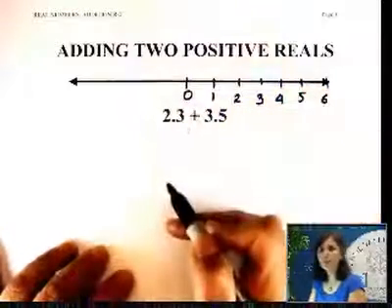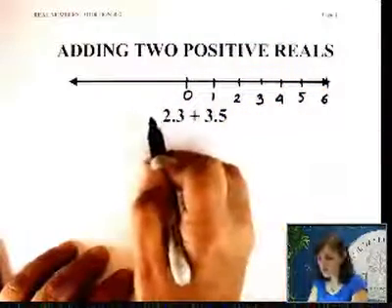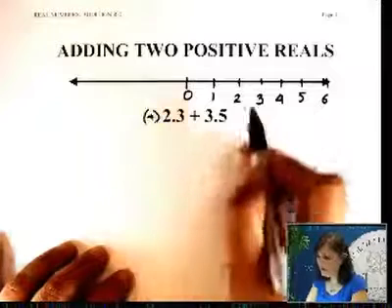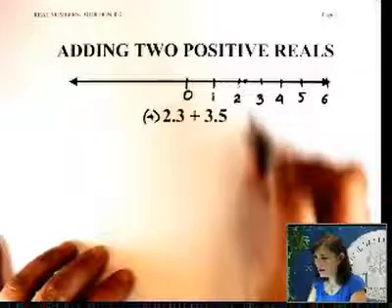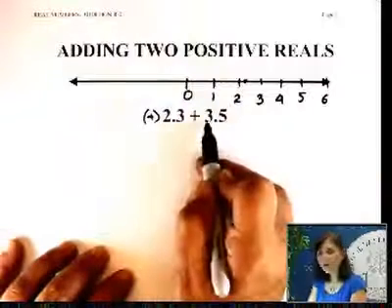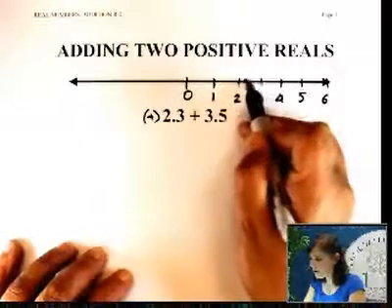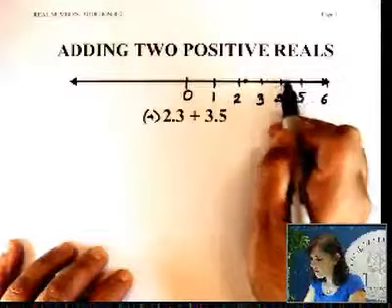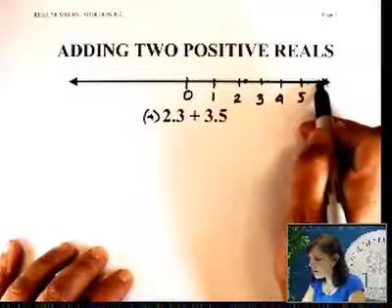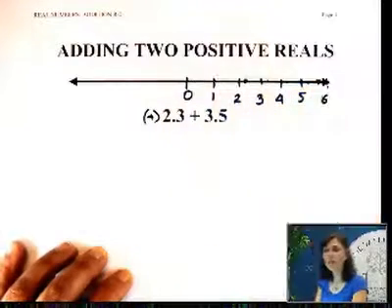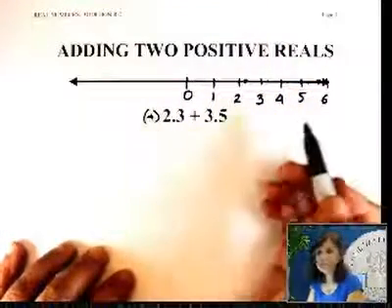Okay, 2.3, this is positive. There's always an invisible positive in there. 2.3 is around here. It's a little bit less than that. And then I add 3.5 to it. So think of that. This is 1, 2, 3.5 to it. Where is that going to go? It's going to go around here. So what did I do? I just added them.